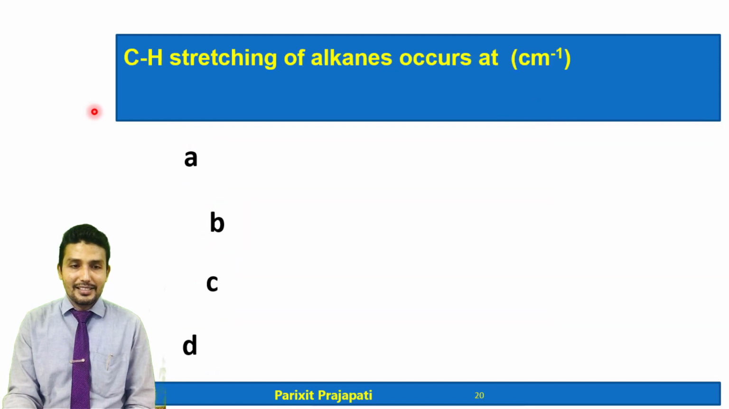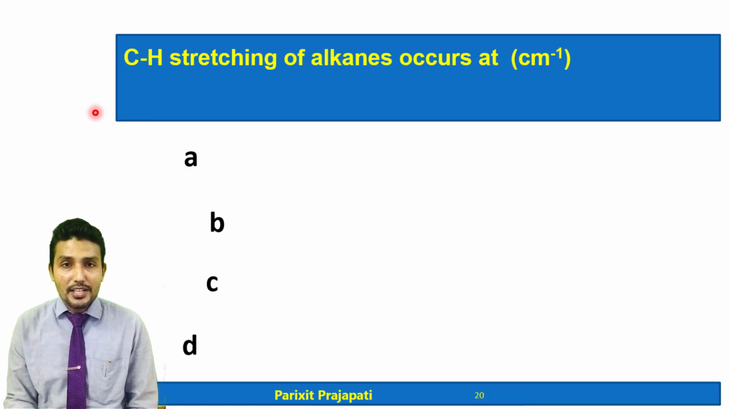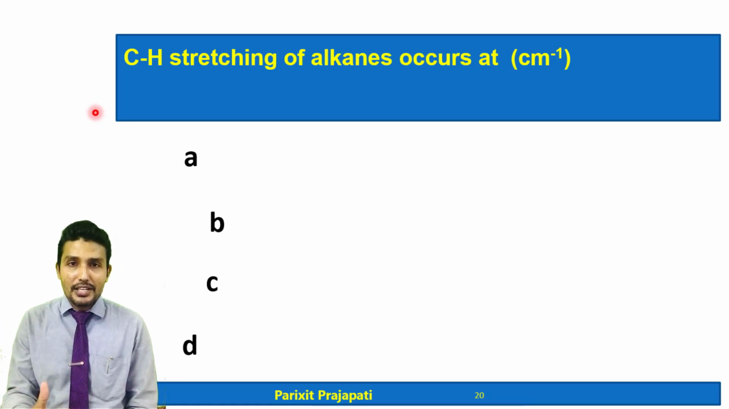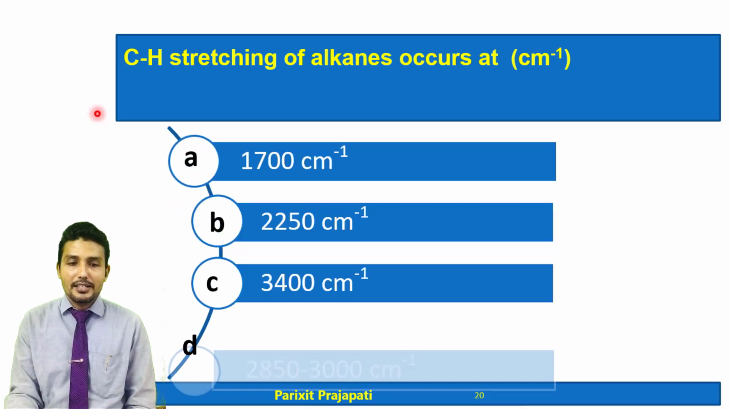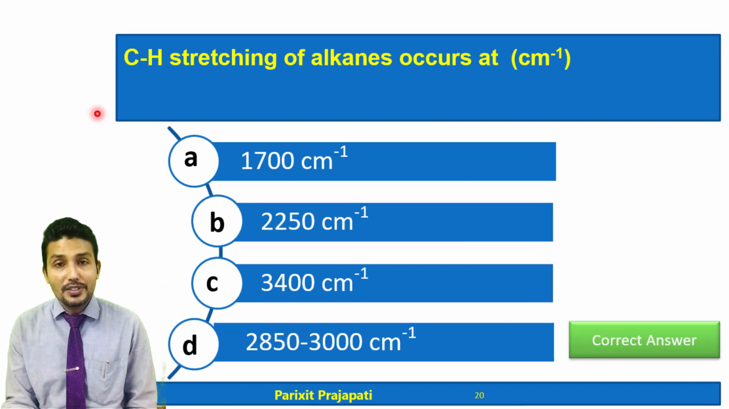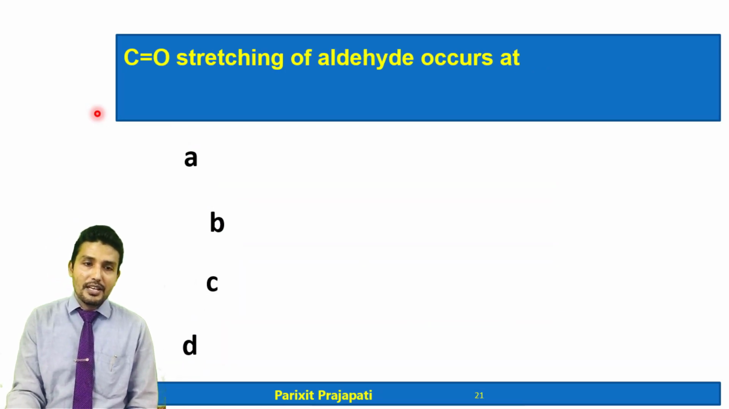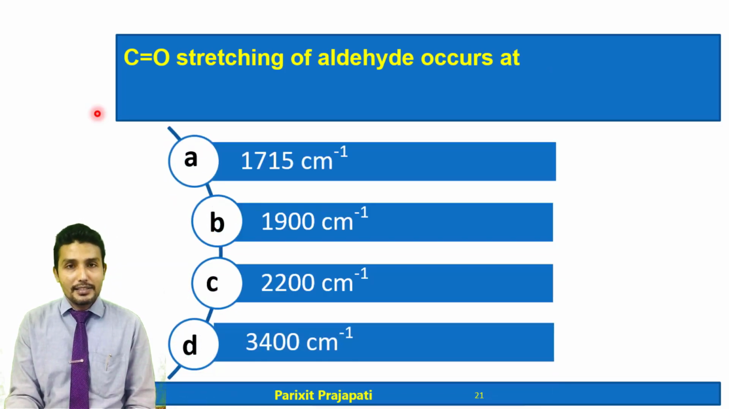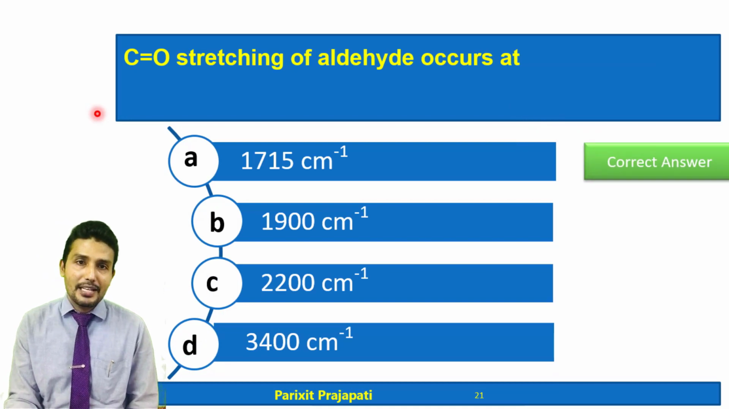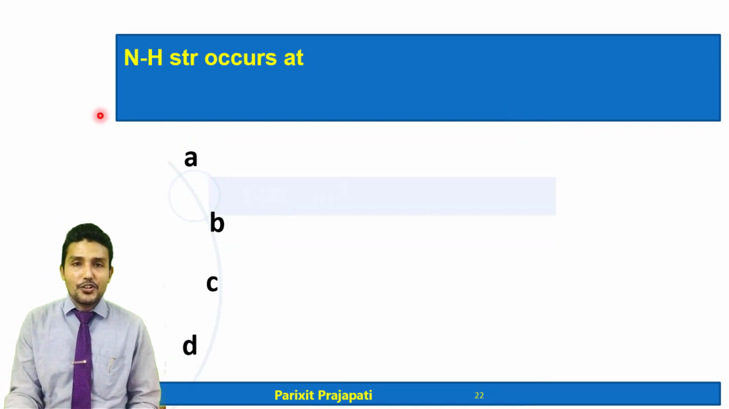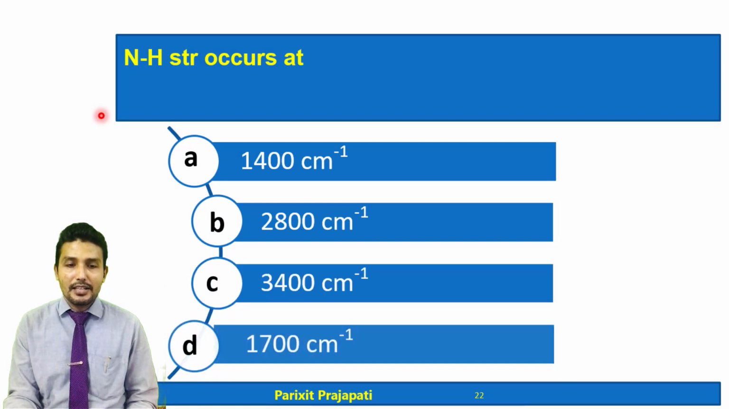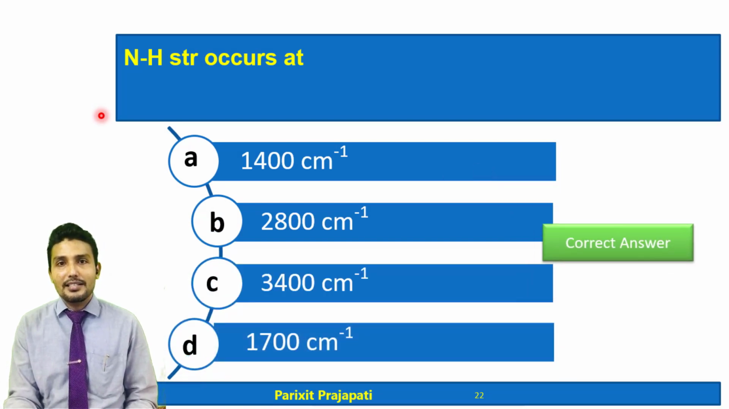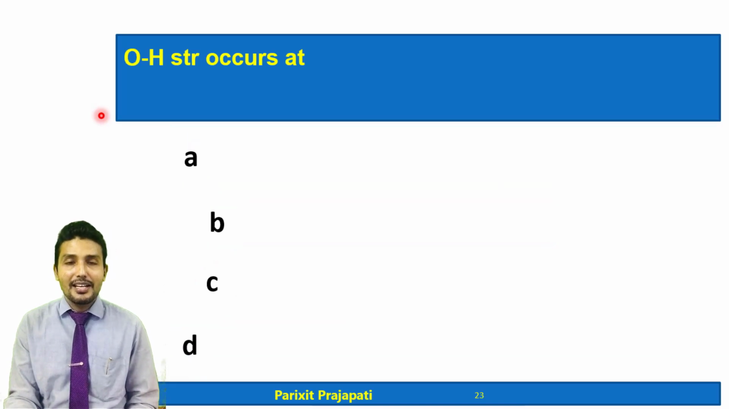CH stretching of alkane occurs at? To give these kinds of answers, you should remember the basic wave number range of certain well-known functional groups. CH stretching occurs at 2850 to 3000 centimeter inverse. C double bond O stretching of aldehyde occurs at 1715 centimeter inverse. Then NH amine stretching occurs at which frequency? The correct answer is 3400 centimeter inverse.